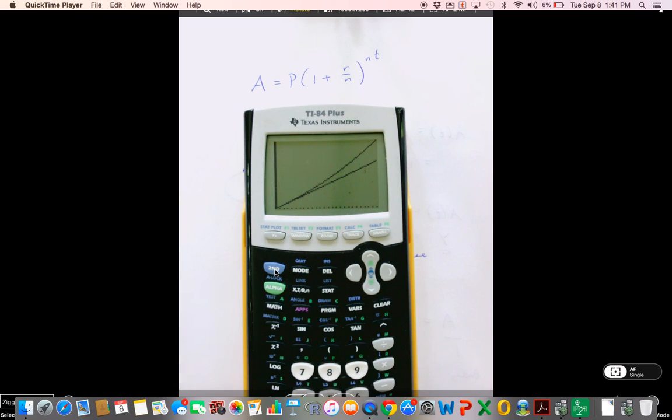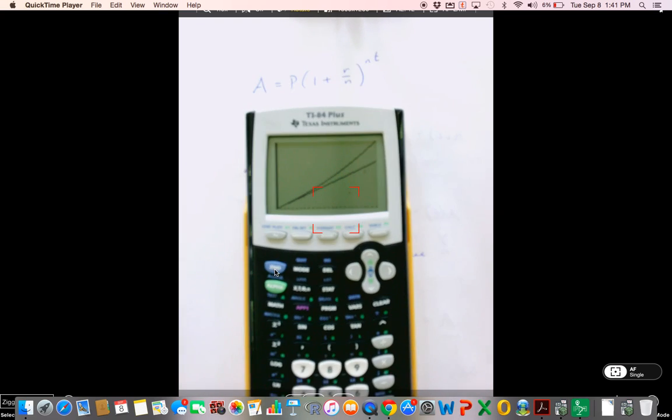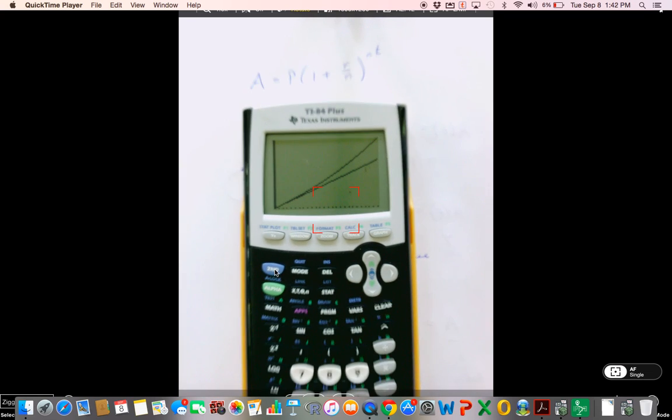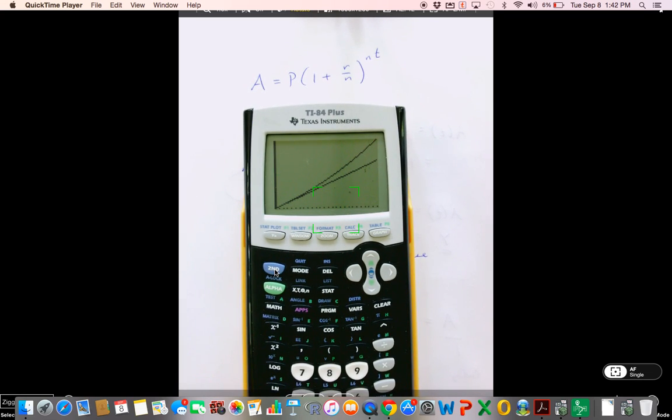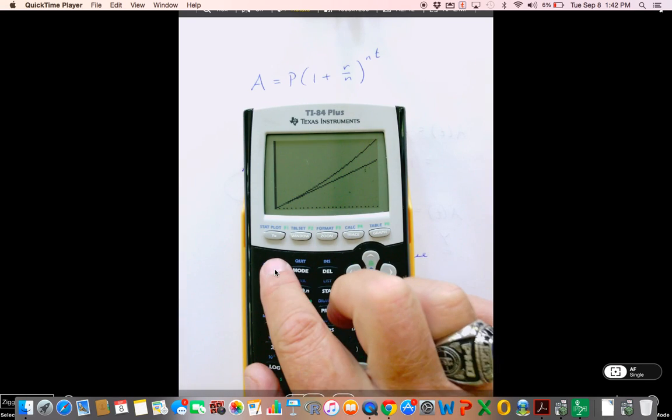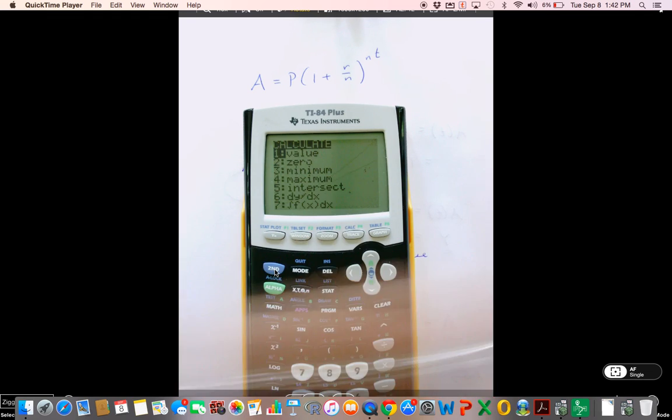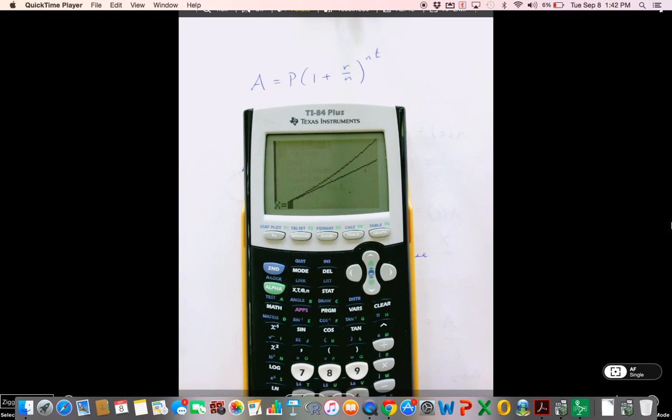Now, something kind of cool that you can do. I'm not really happy with the clarity of that. Let's see if we can get it a little clearer. That's a little better. Now, what we could do here is compare a couple of ways. So I can go second calc and go value. And let's say I want to focus on what it looks like 10 years later.